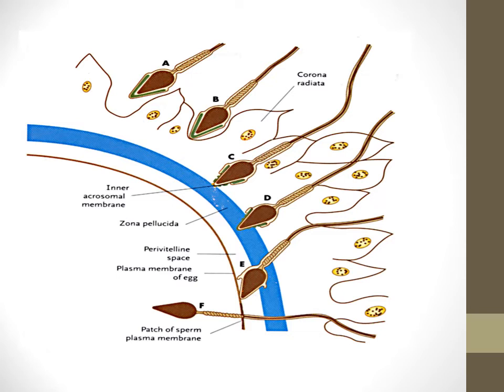Then the zona pellucida. The sperm enters the zona pellucida, crosses it, and enters the perivitelline space. You can see that finally the sperm crosses the perivitelline space, enters the plasma membrane, and then finally crosses the plasma membrane. So this is a detailed and very nice diagram illustrating how the fertilization occurs.